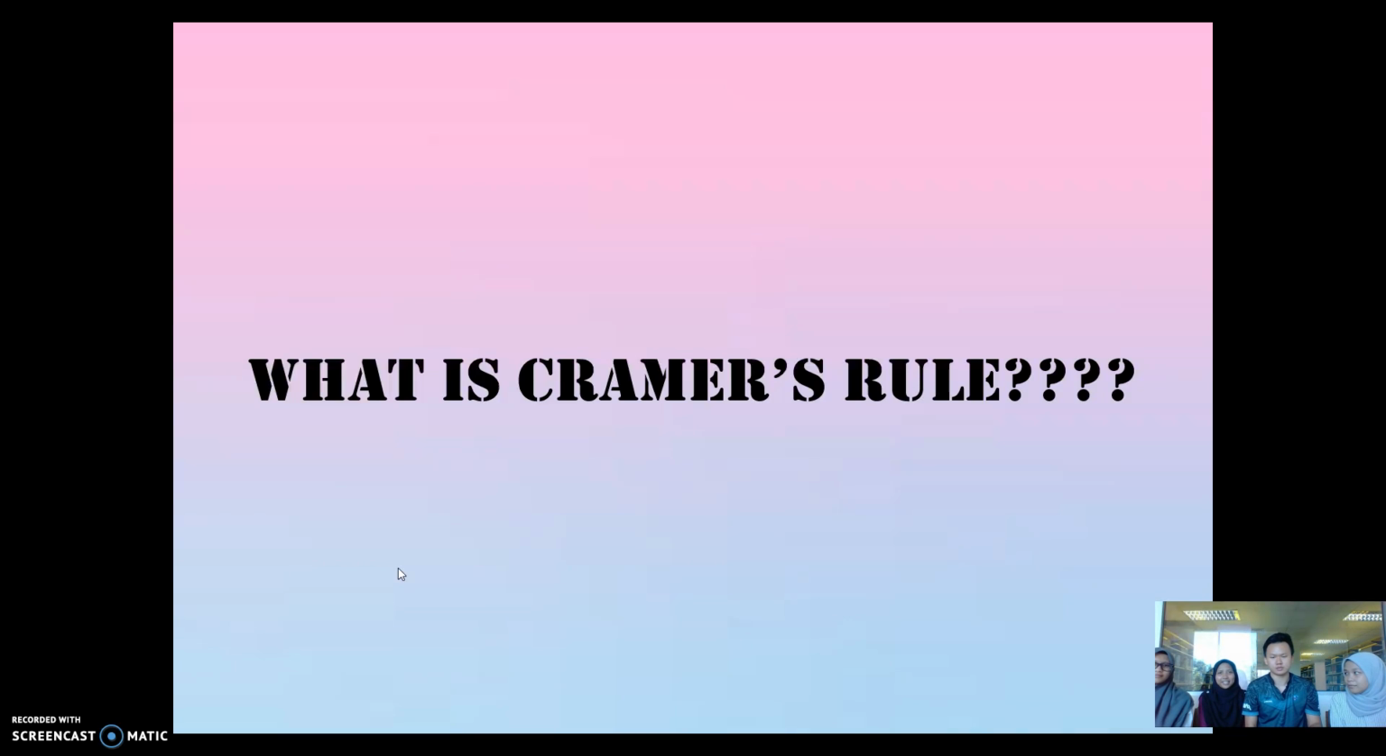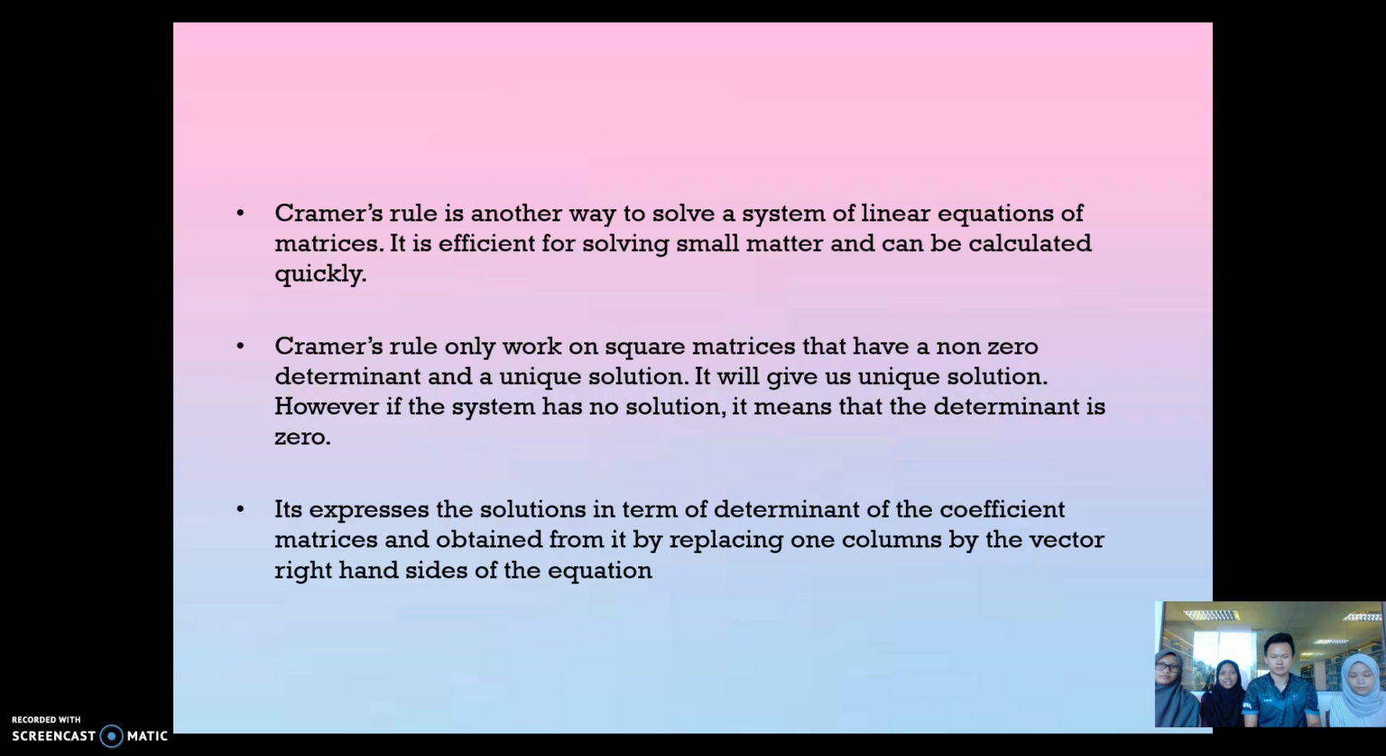Okay, so what is Cramer's rule? Cramer's rule is another way to solve a system of linear equations using matrices. It is efficient for solving small matrices and can be calculated quickly. Cramer's rule only works on square matrices that have a non-zero determinant and a unique solution. It will give us a unique solution. However, if the system has no solution, it means that the determinant is zero. It expresses the solution in terms of determinants of the coefficient matrix and matrices obtained from it by replacing one column by the vector on the right-hand side of the equation.